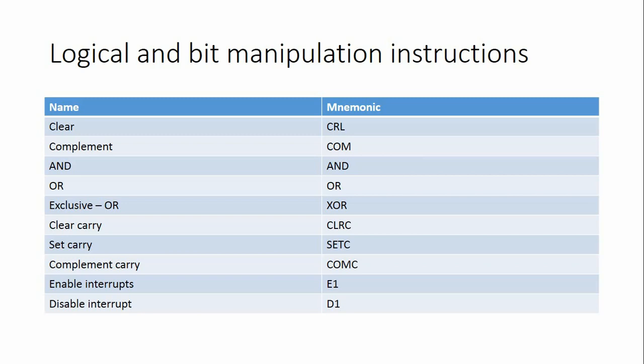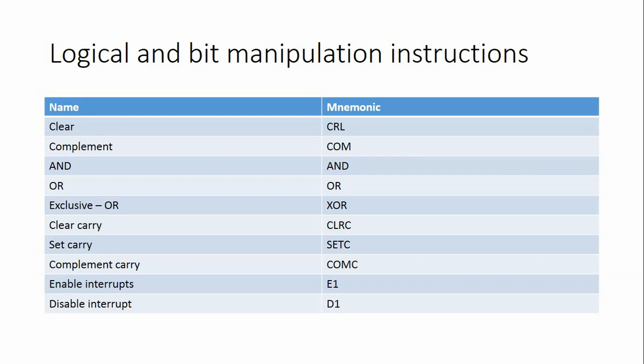Likewise, these have mnemonics also. For clear, we use CLR; complement, COM; AND; OR; and exclusive OR, XOR; clear carry CLRC, set carry SETC, complement carry COMC, enable interrupts EI, and disable interrupts DI.